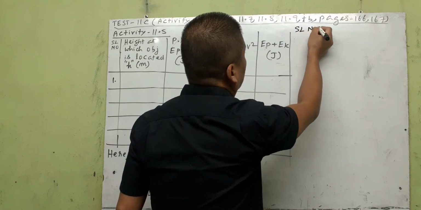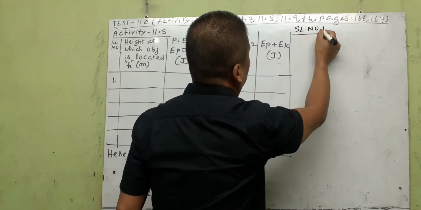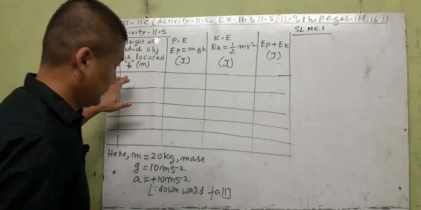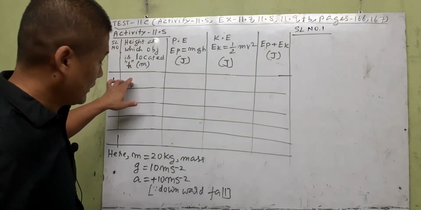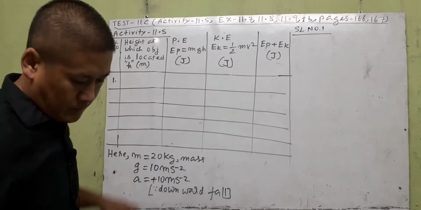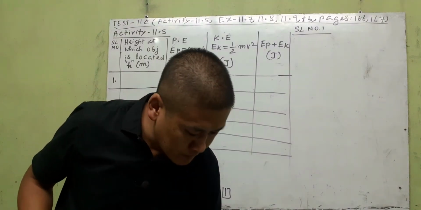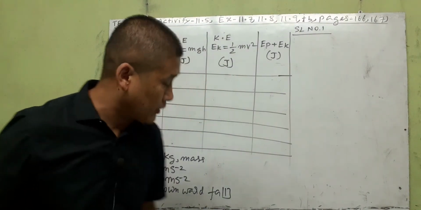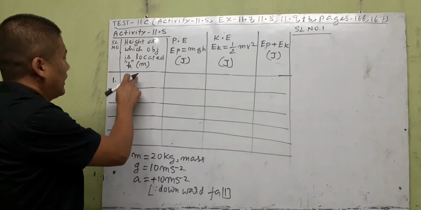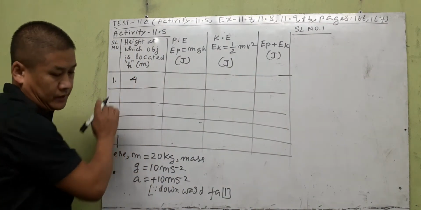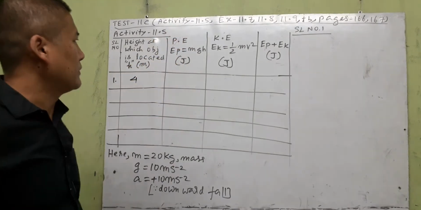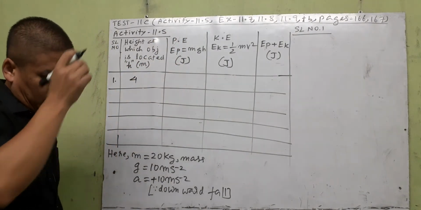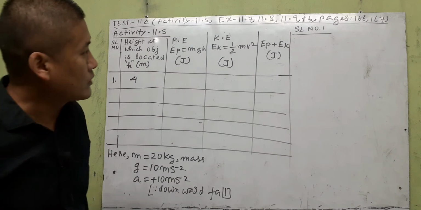Solving the serial number 1. When the object is at a height of, serial number 1, when the object is at a height of, you look into your question, 4 meters above the ground. So height object is located at 4 meters above the ground before it is dropped, that means. So in such case here, H1.